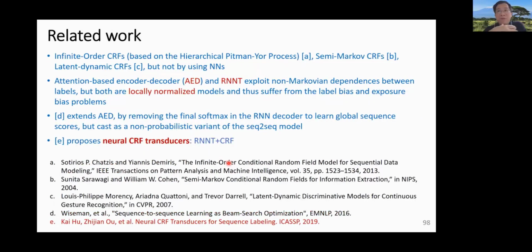Extending CRFs to model higher order interactions beyond the pairwise relationship between labels is an important issue for sequence labeling. And there have been some previous studies, such as the infinite order CRFs, which are based on the hierarchical Pitman-Yor process, which is a kind of Bayesian non-parametric model. And semi-Markov CRFs and latent dynamic CRFs have been developed, but these previous CRF extensions do not use neural networks.